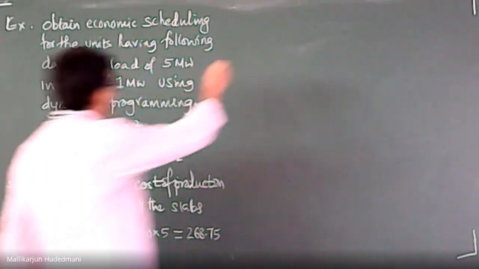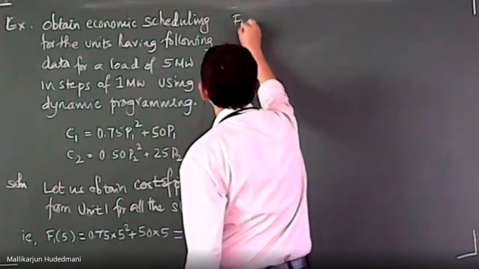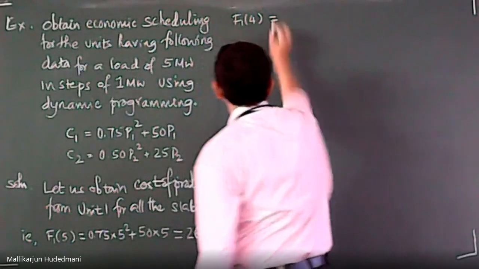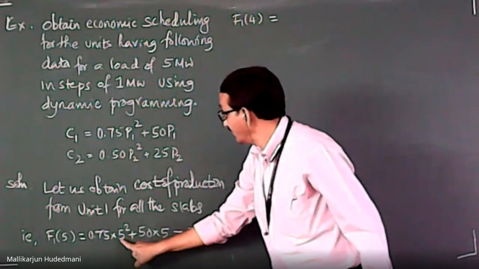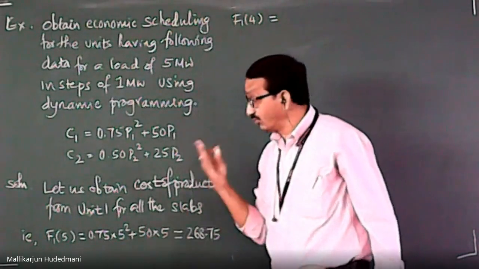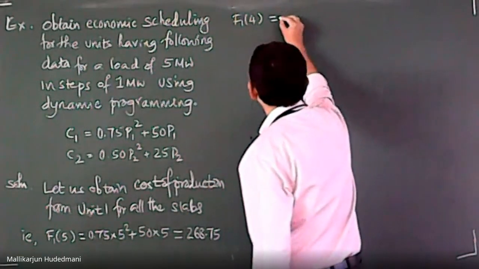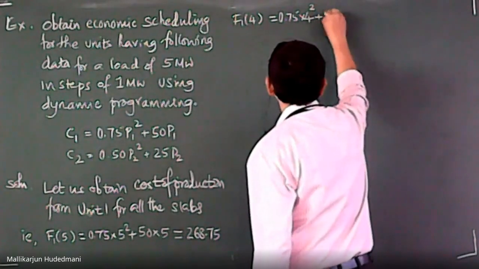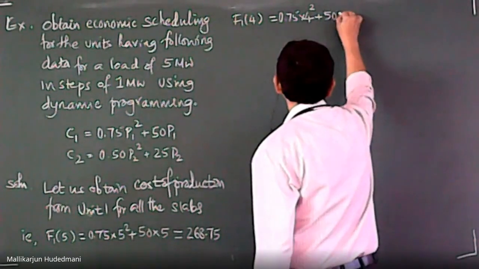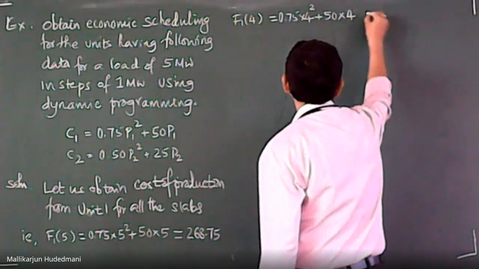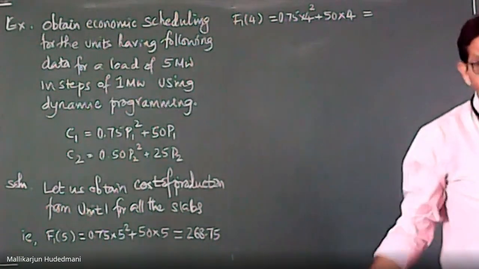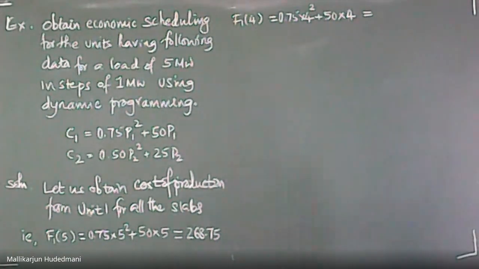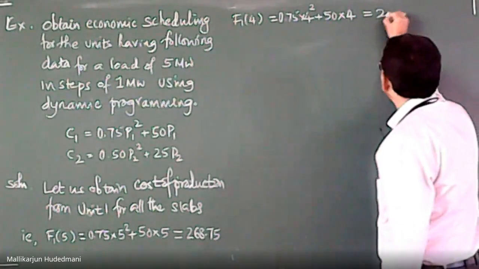Similarly, if I want F1 for 4 megawatt, in the same equation, wherever I have 5, I will now put 4 megawatt. So that will be 0.75 into 4 square plus 50 into 4. What is the value of this one? The same kind of calculation. This gives me F1 for 4 megawatt as 212.